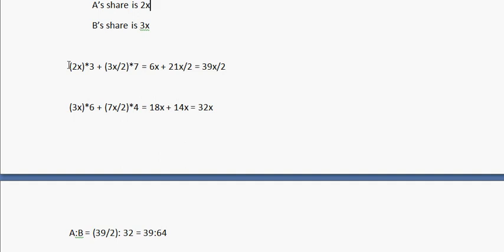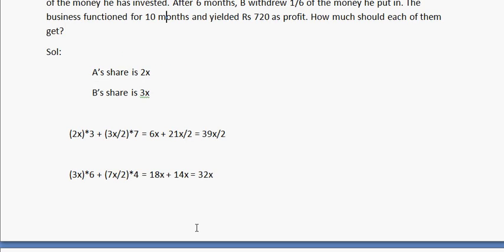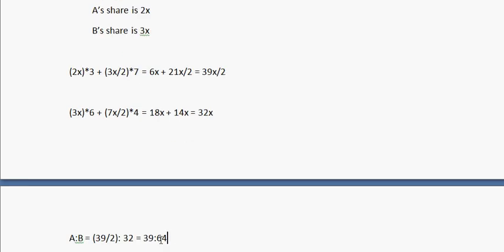So what we are doing here is we see what amount is invested for what time, and we multiply them. We add A's share, because A invested different monies for different periods. So we just multiply those monies with the times and add them to get A's share. Similarly, we do B's share and find the ratio of their shares. And what do we have to find? We have to find the profits which are yielded. So profits are in the ratio 39:64, and we can easily find the profits of A and B.